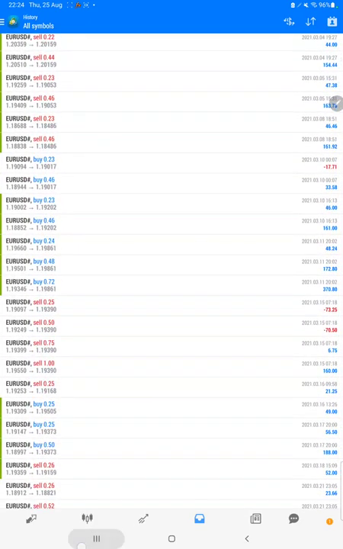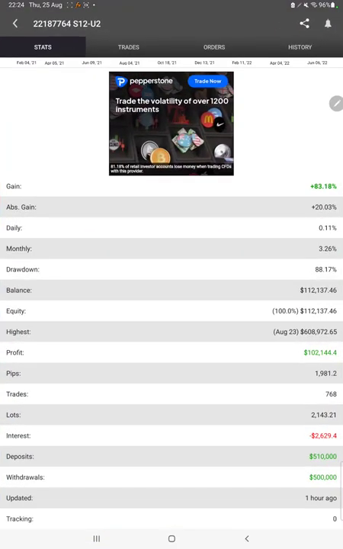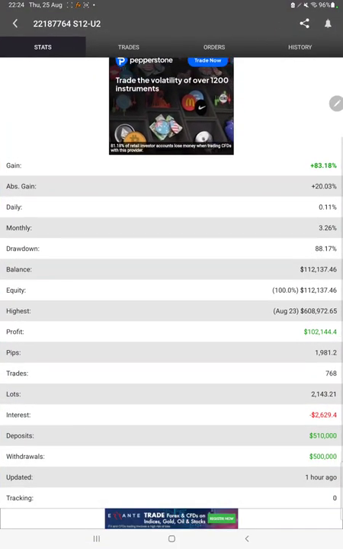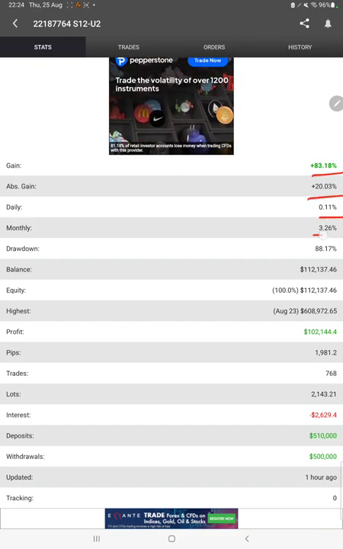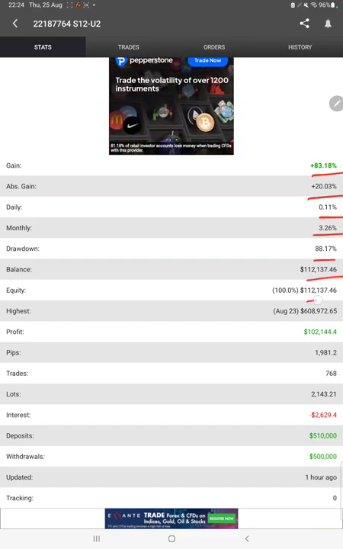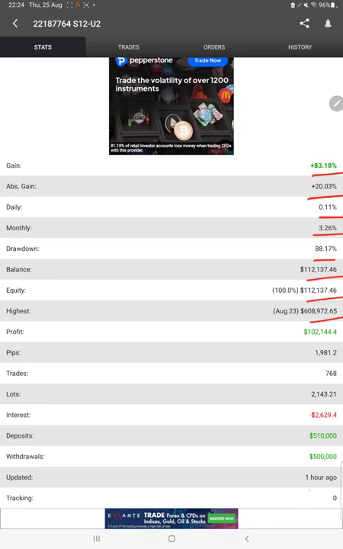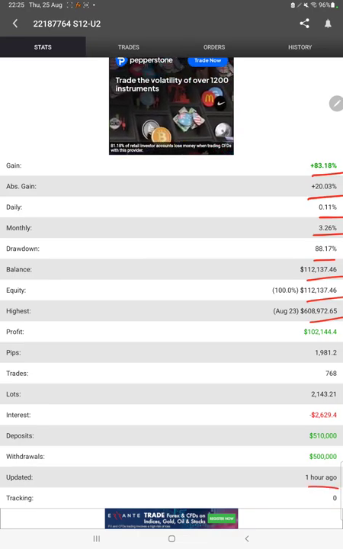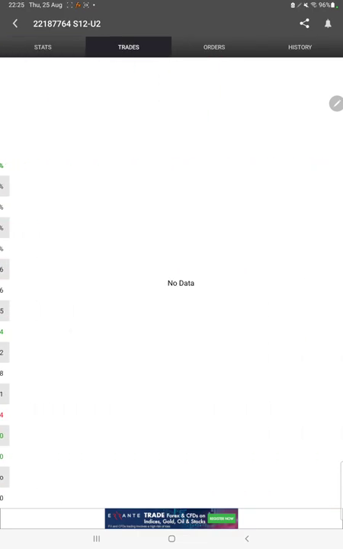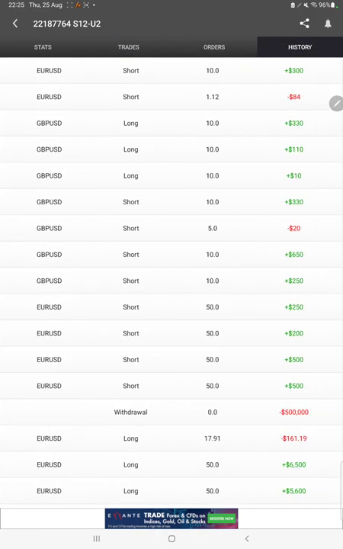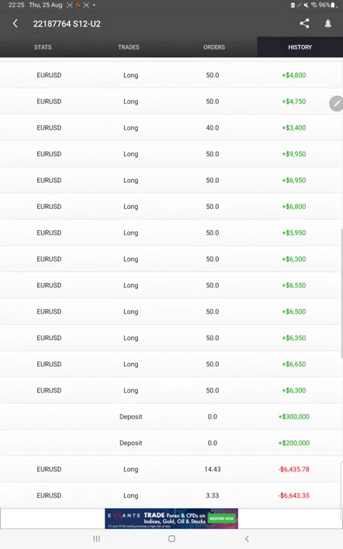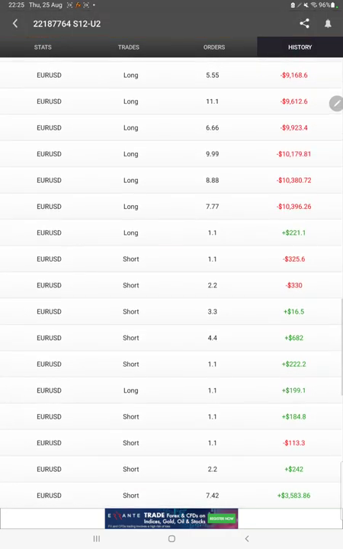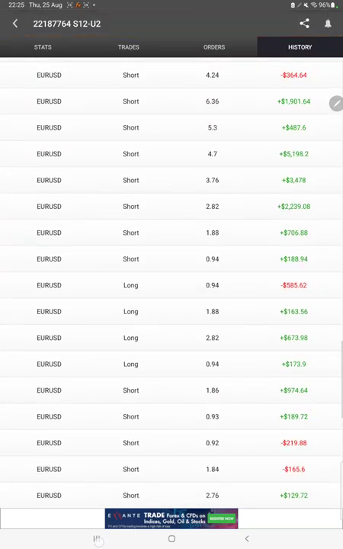Complete details are available. Also, the FXBook is connected, so we can check the details here, like a total percentage of gain, absolute gain, daily return, monthly return, drawdown, current balance, equity, and 1 hour ago it is updated. We can also see the open trades here, verify the pending orders, and in history we can see how much profit and loss we have made, how many trades we have taken. The complete details are available. So this is a history.